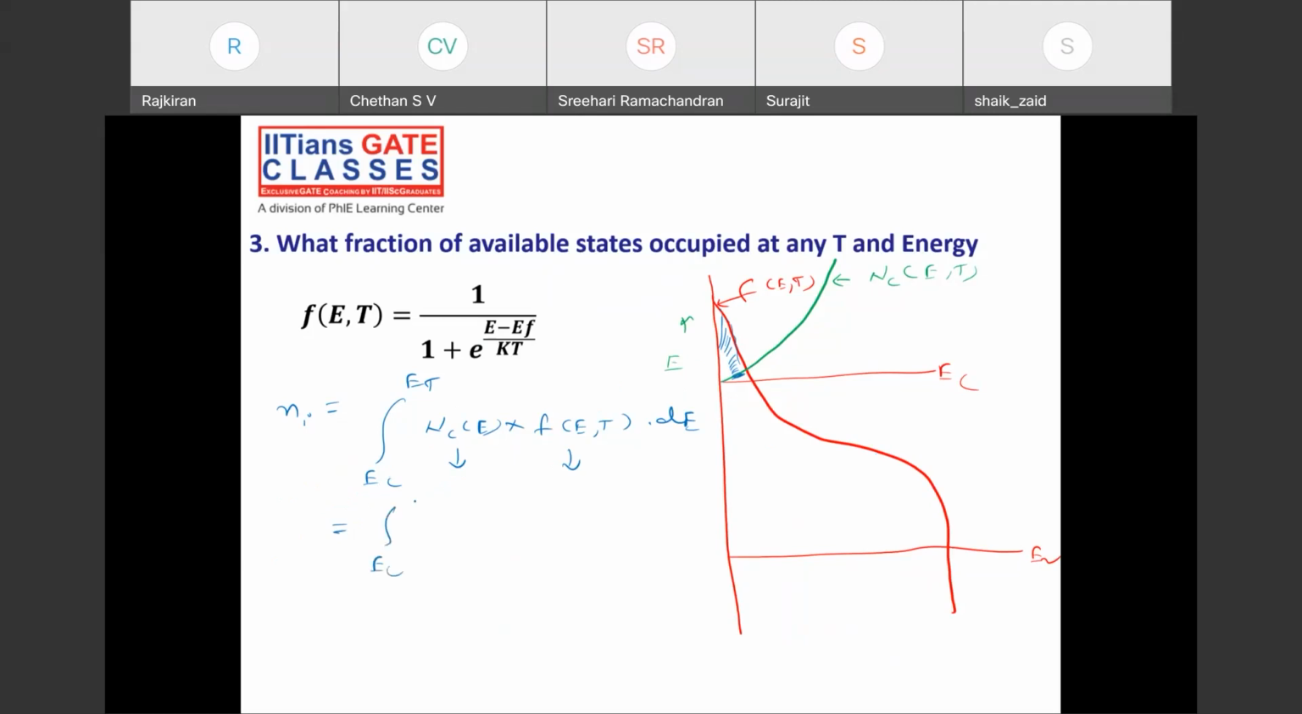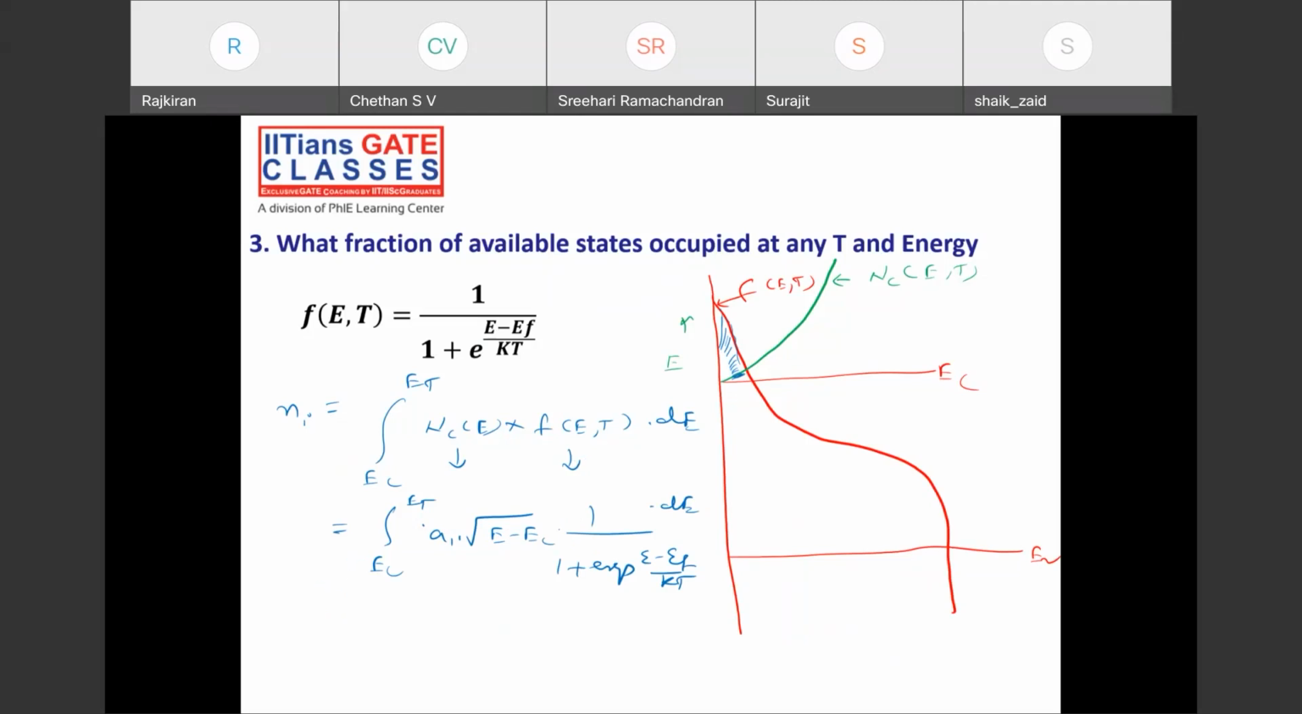Suppose EC to ET. What is Nc(E)? I got N1 into the square root of E minus EC. What is F(E)? F(E) is nothing but 1 by 1 plus exponential of (E minus EF) by KT, into dE, right? This integral you have to solve to get the number of electrons in the conduction band at any temperature. Clear?